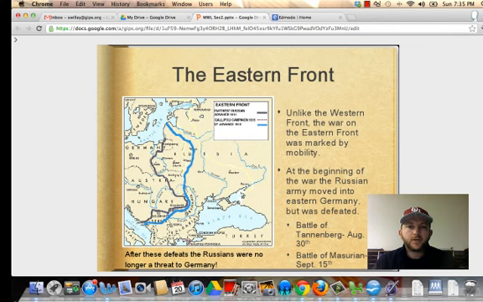in the Battle of Tannenberg and the Battle of Masurian Lakes. And because of these two battles, the Russians were no longer a threat to Germany, and they're going to be able to really concentrate now on the Western Front.